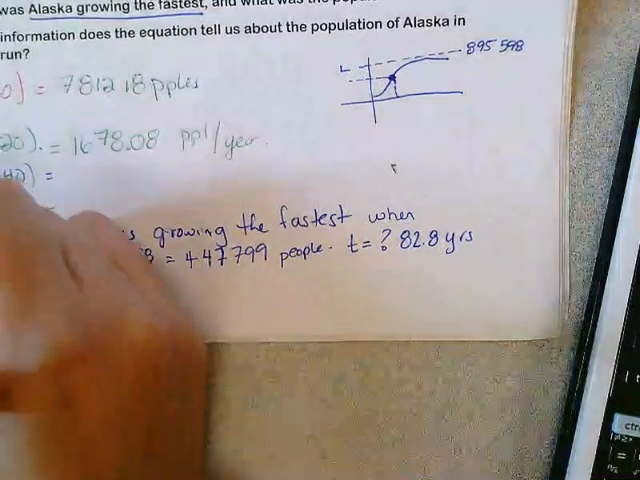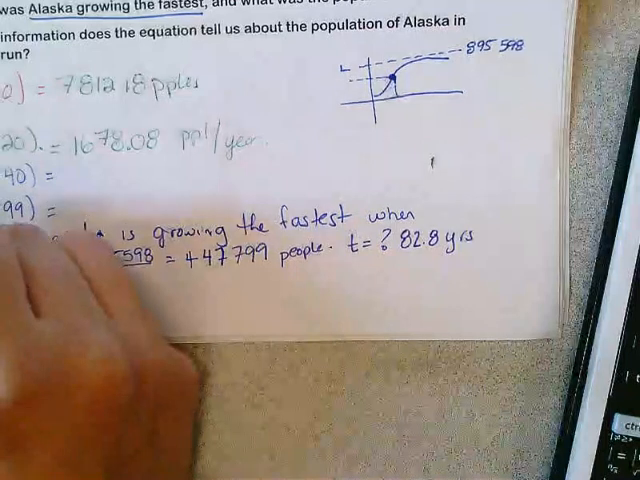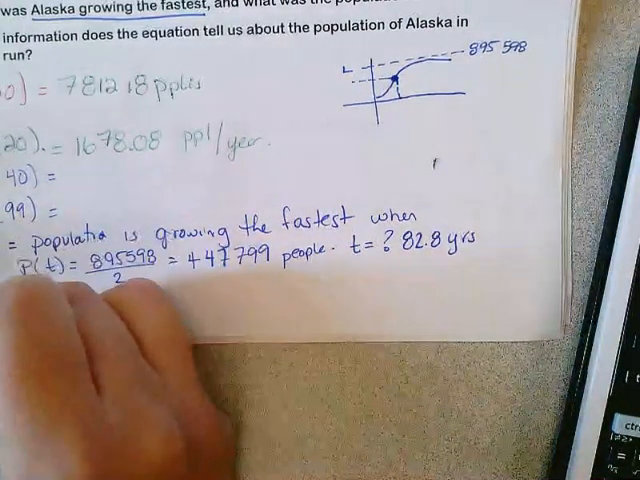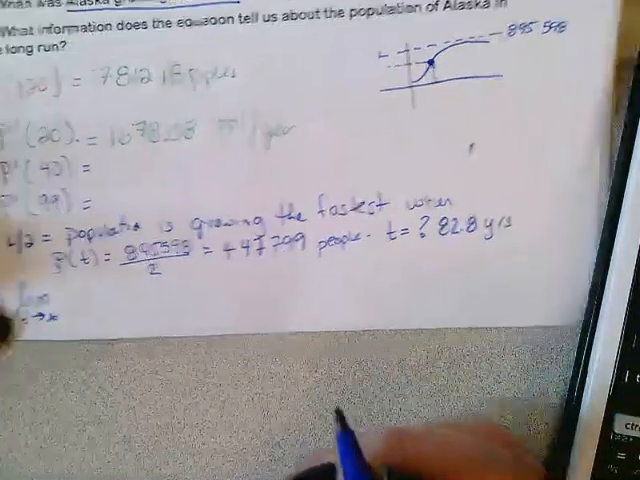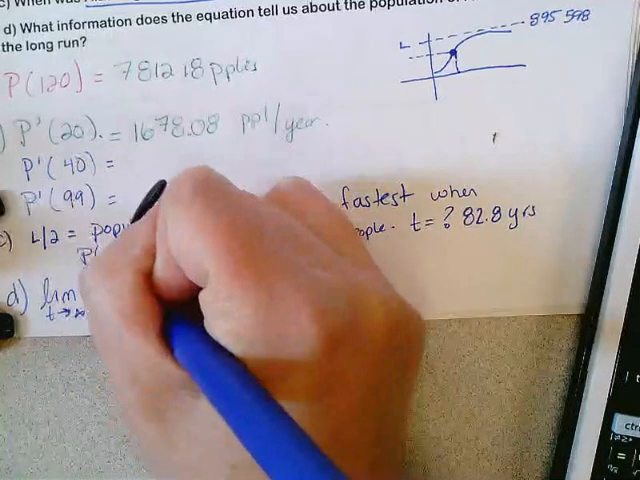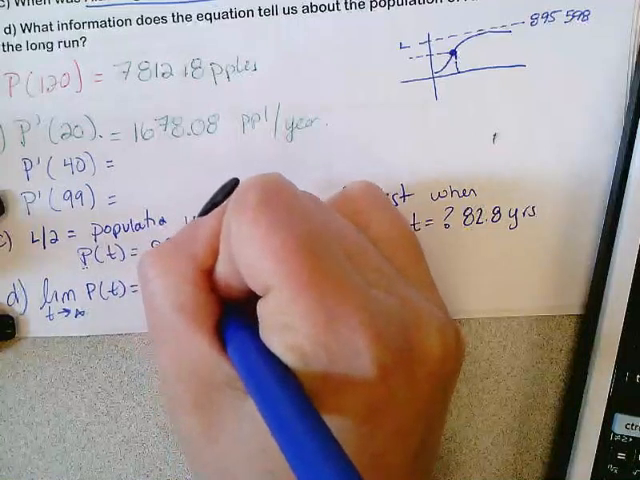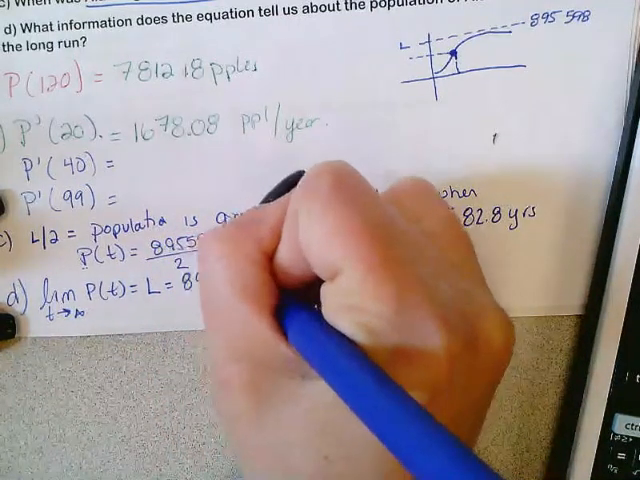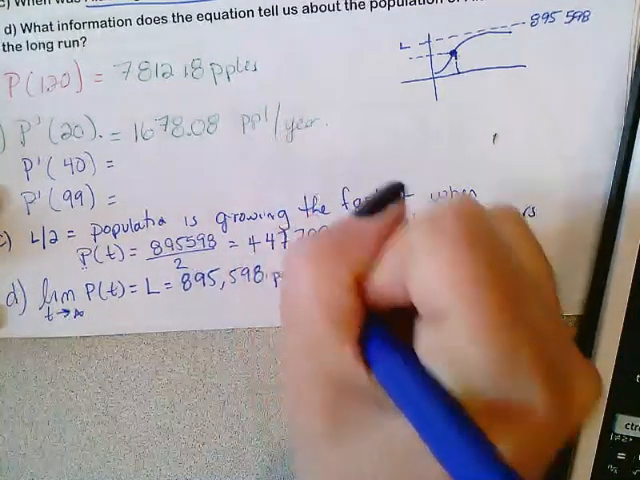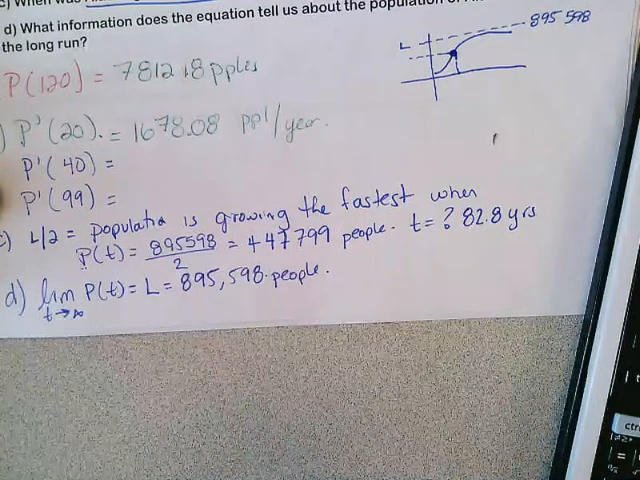All right, part D. What information does the equation tell us about the population of Alaska in the long run? Like all logistic growth functions, it tells us that the limit as t approaches infinity of P of t is going to be our carrying capacity, which in this case is 895,598 people.